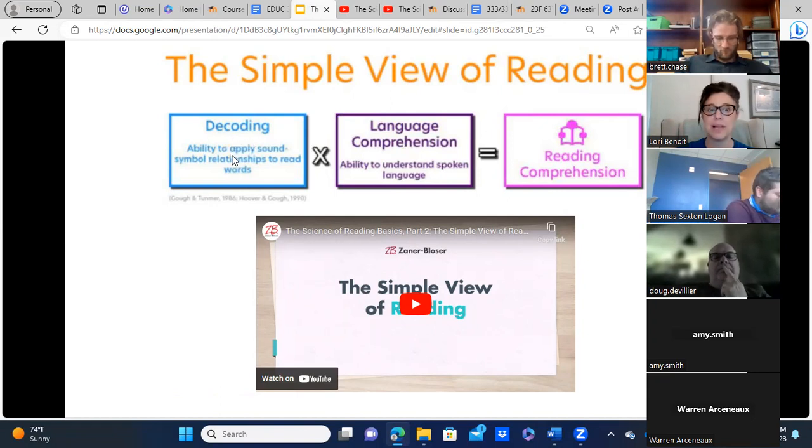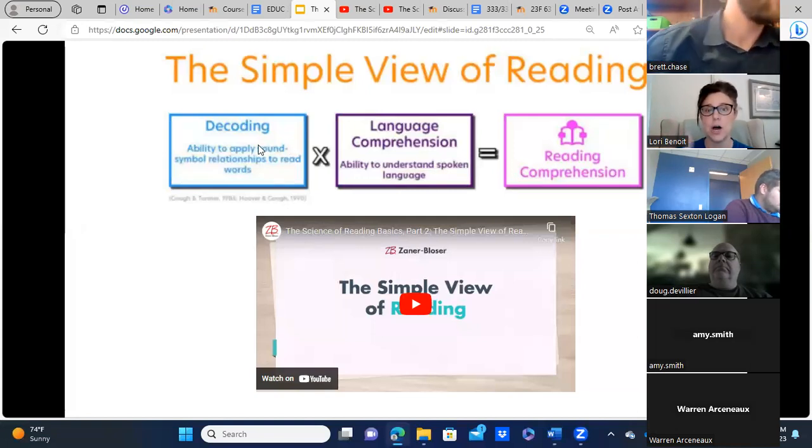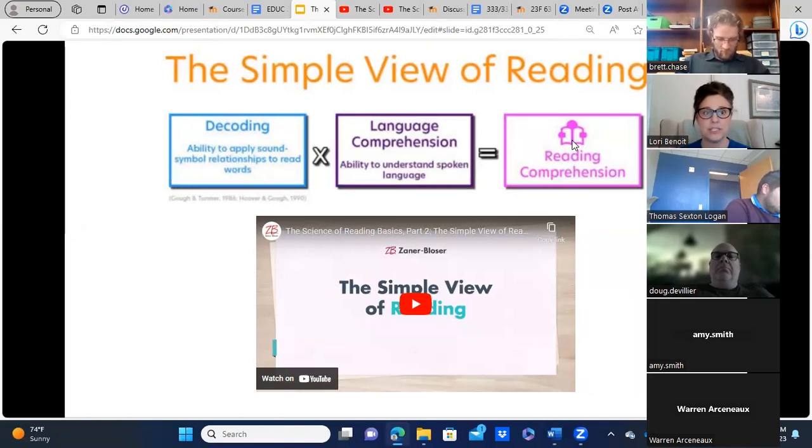Decoding is the ability to apply sound symbol relationships to read words. And language comprehension is the ability to understand spoken language. So if a student doesn't have essentially a 1 in both of those categories, then their reading comprehension can't actually be skilled or be considered proficient.